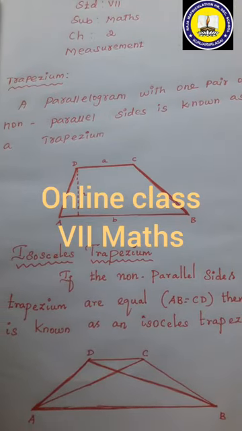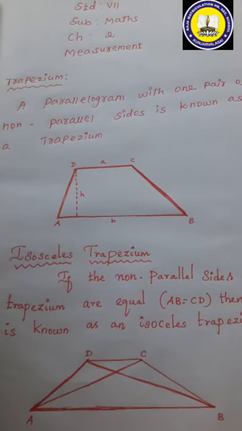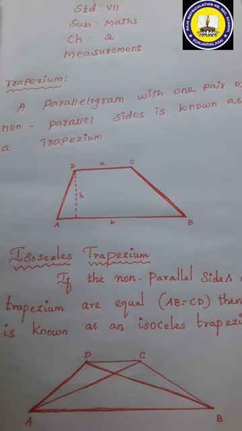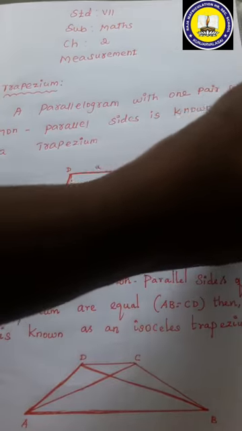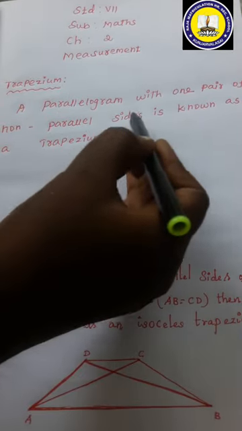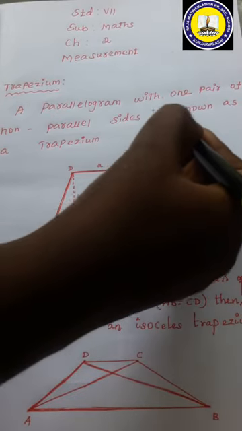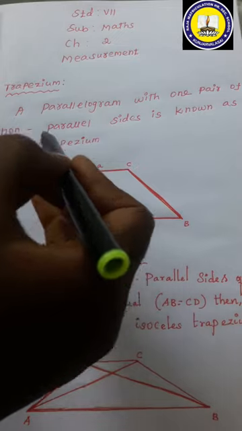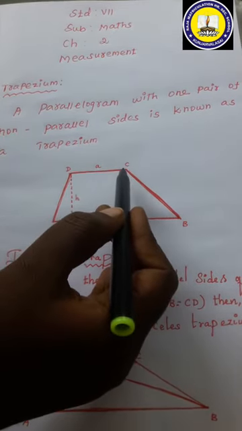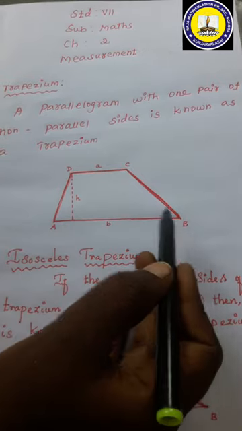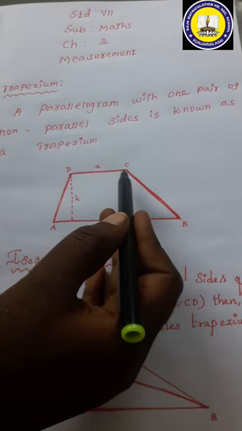Students, today we are going to discuss trapezium. First, what is a trapezium? A quadrilateral with one pair of parallel sides and one pair of non-parallel sides is known as a trapezium. Here you see AD and BC are non-parallel, but AB and DC are parallel.